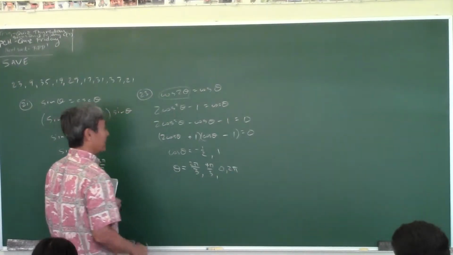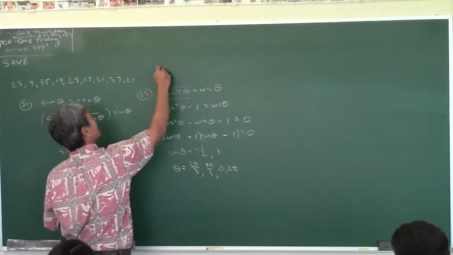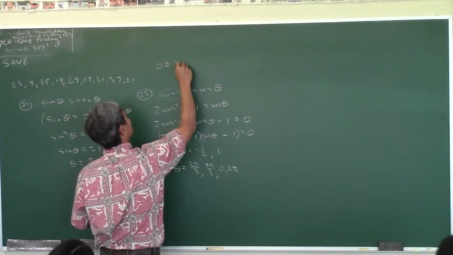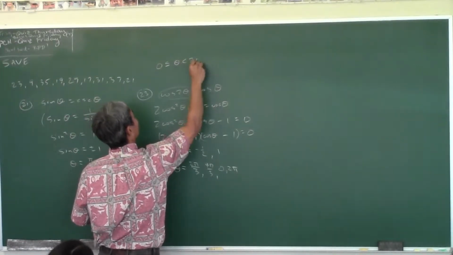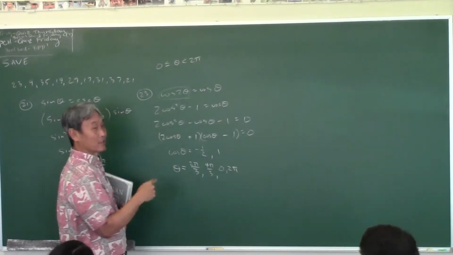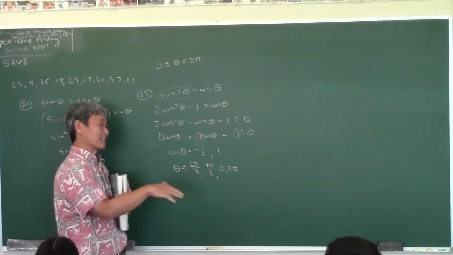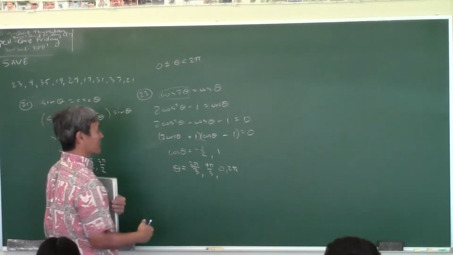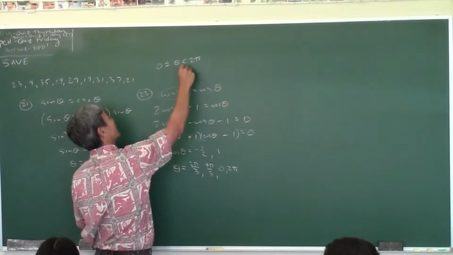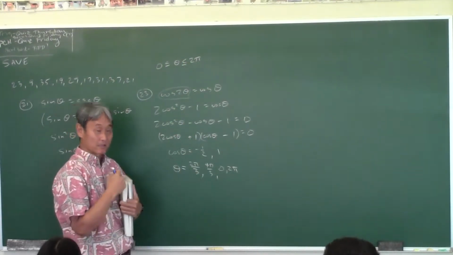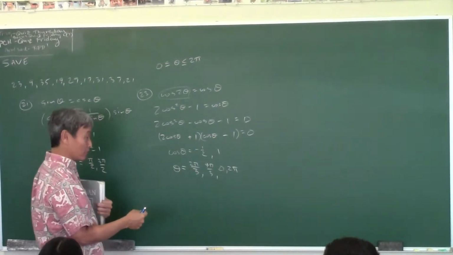Now, this is the book's directions. They go greater than or equal to 0, but less than 2 pi. That's because 0 and 2 pi are the same place, that's why they don't include 2 pi. But my directions include 2 pi, because in calculus, we include 2 pi.